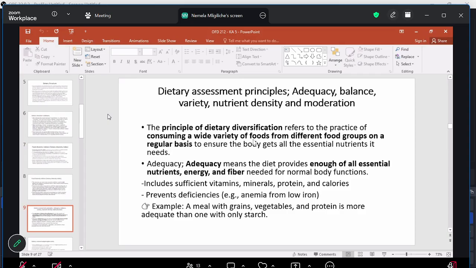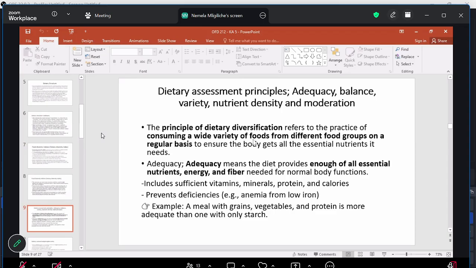Adequacy. This means that the diet provides enough of all essential nutrients, energy, and fiber, which are needed for the body to function. So adequate means enough. That is the first principle of determining dietary assessment.